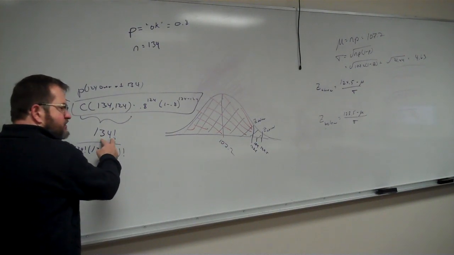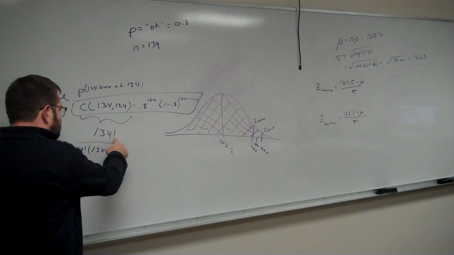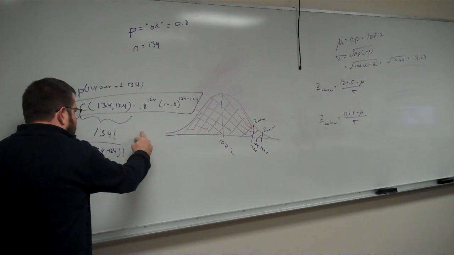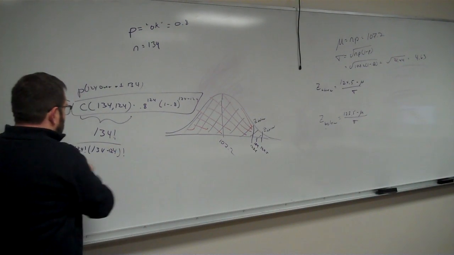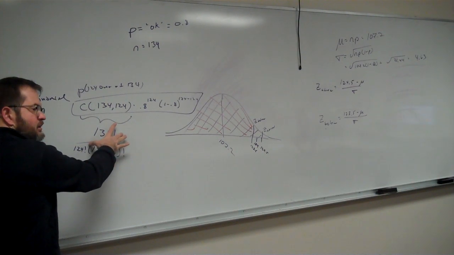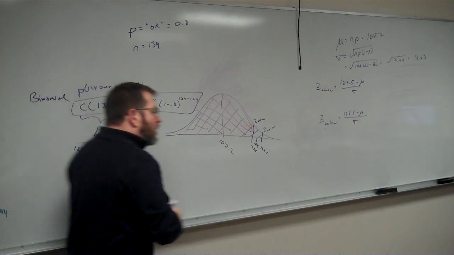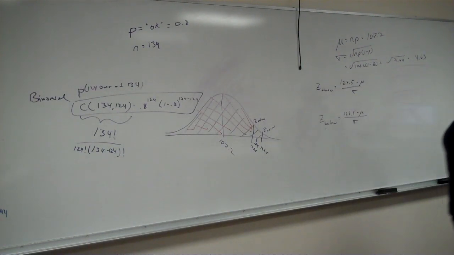Rather, what is 134 factorial? It's 134 times 133 times 132 times all the way down to 125 times 124 factorial. Well, then those cancel out. So you just have the 134 times 133 times 132. Or you could use any number of websites that are a combination calculator, right? If you Google combinations calculator, you can get that.